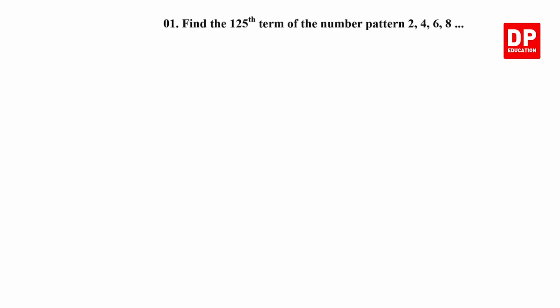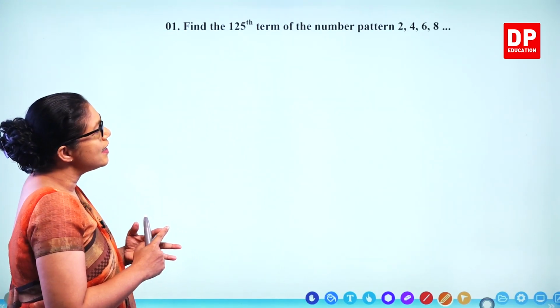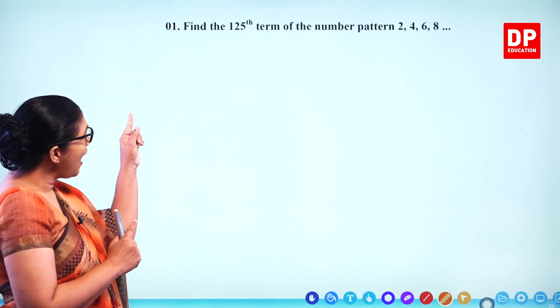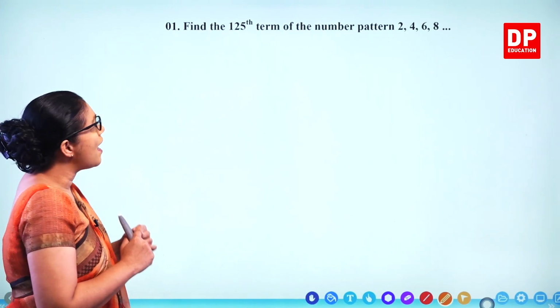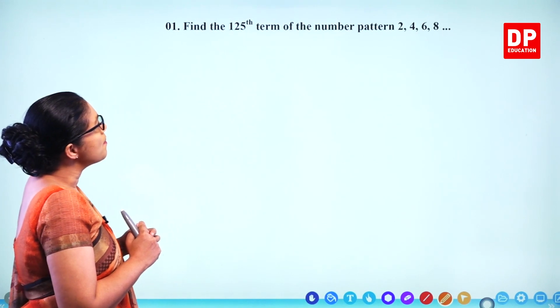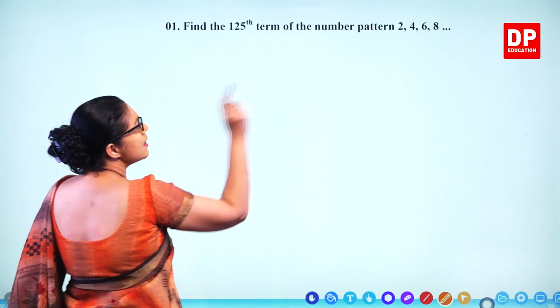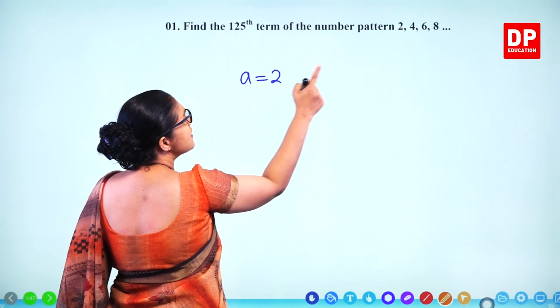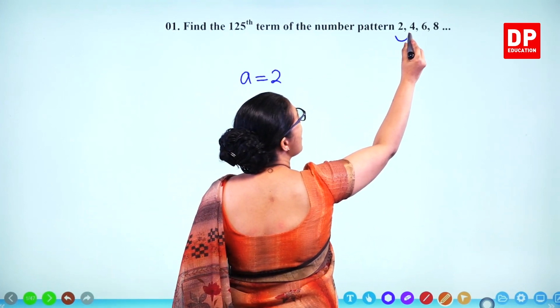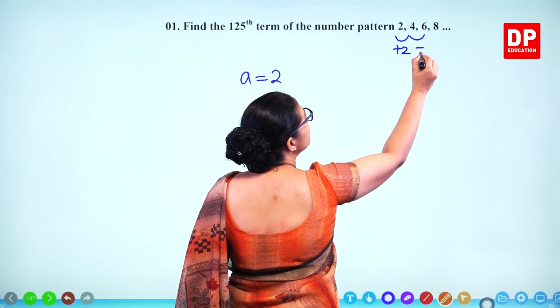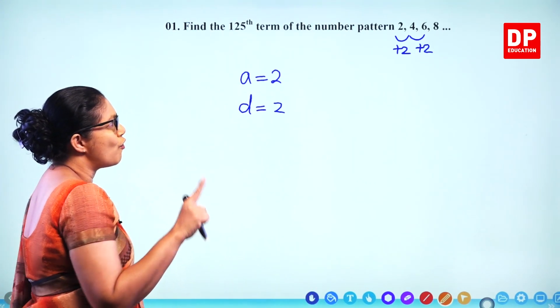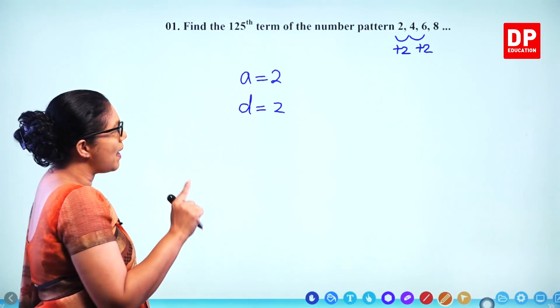Find the 125th term of the number pattern 2, 4, 6, 8. Those are even numbers. If we can find the nth term, we can easily find the 125th term, where n becomes 125. What's the pattern there? The starting value is 2. What's the difference? Each time we add 2. So the difference is 2: 4 minus 2, 6 minus 4, or 8 minus 6.